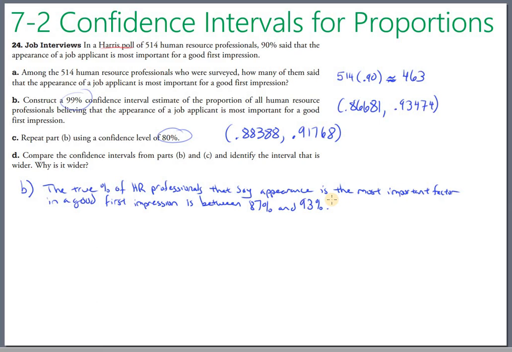I am going to ask you to write a sentence on the test when that rolls around. And it's really important to me that your sentence is a good standalone sentence. In other words, a person should not have to read the problem to know what you're talking about. So if you just write the true percentage is between 87 and 93%, I will say the true percentage of what? I don't get it. And so you'll say, oh, the true percentage of human resources professionals that say that appearance is the most important factor in a good first impression, right? So tell me what it's about. Is between 87 and 93%.